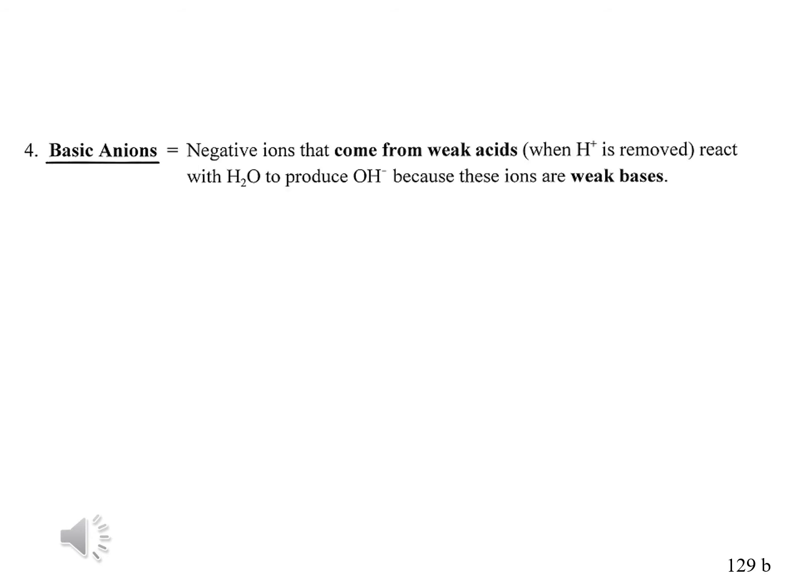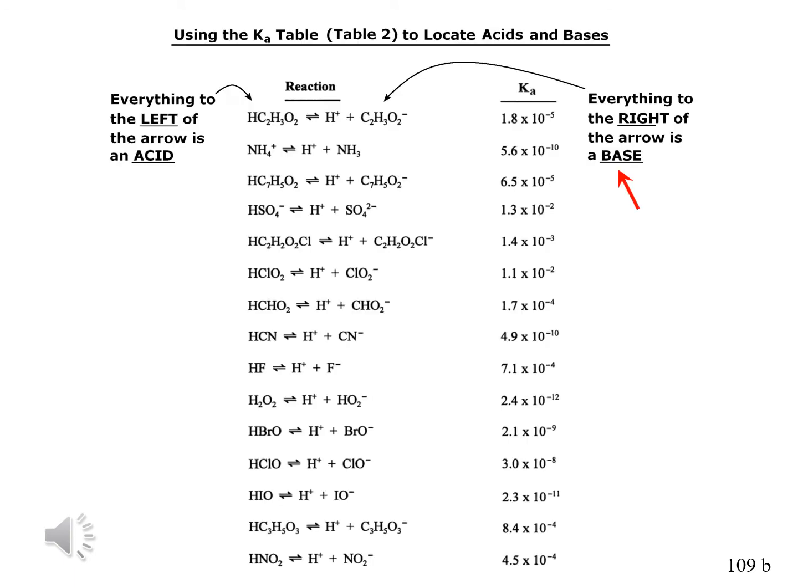There's also a class called basic anions. The reason these are basic is because they come from weak acids when the H plus is removed. These are the ones that react with water to produce OH minus, and these are also the ones on the right of the arrows in the Ka table. All these ones we looked at last time. We said that these are all weak bases.